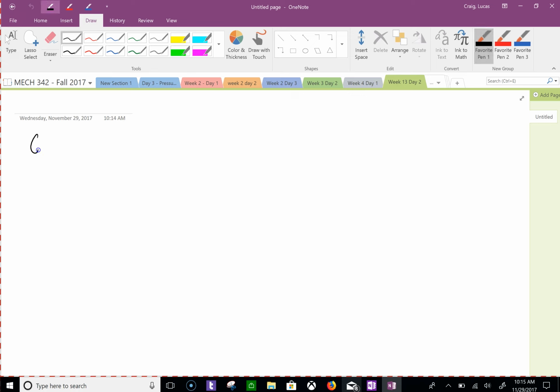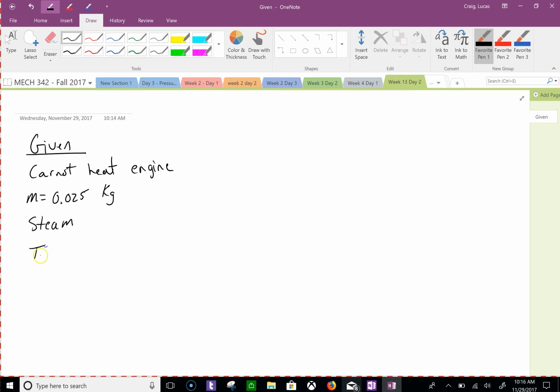So, here we go. Given. We know it's a Carnot heat engine. So we've identified that, and you just go to the equations, okay? But let's continue. We got steam. TH is 2 times TL. And TL is, I don't know, let's make a number. 50. And this would be 100.